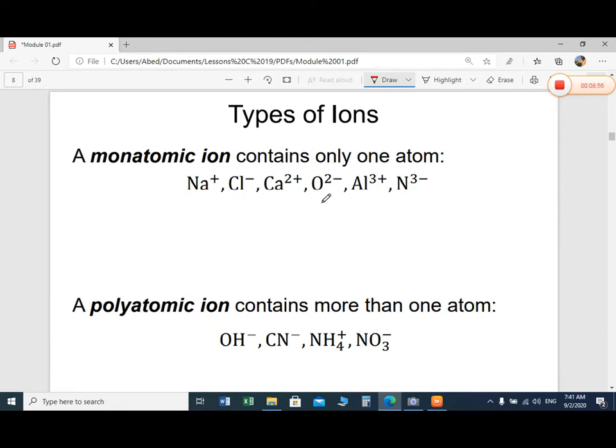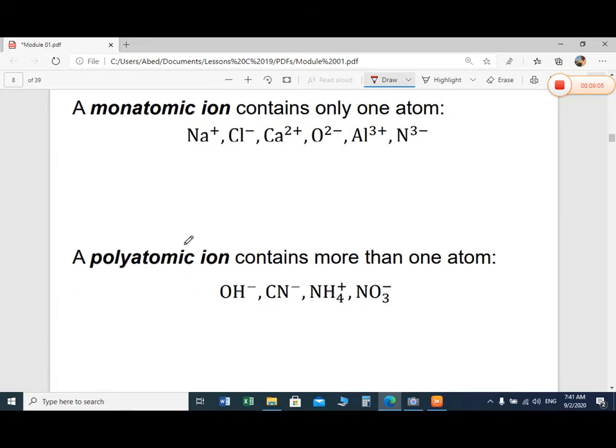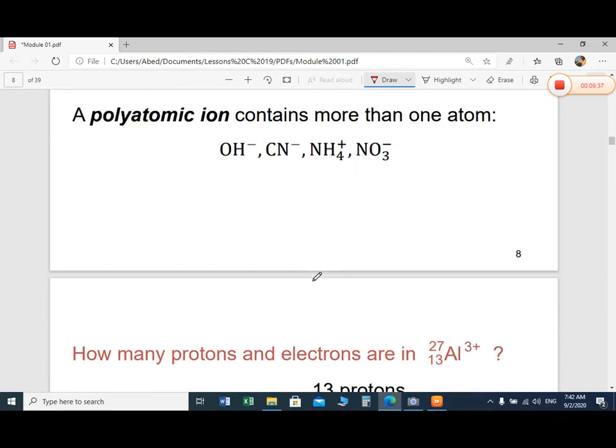So there will be many more examples. At the end of this module, you have to learn some of the names of these cations and anions also. So see, polyatomic ions are ions with more than 1 atom. Like in this example, oxygen and hydrogen make hydroxide with 1 negative charge. Carbon and nitrogen make cyanide with 1 negative charge. 1 nitrogen and 4 hydrogen make the ammonium ion with positive charge, meaning it is a cation. And 1 nitrogen and 3 oxygen atoms make the nitrate ion with 1 negative charge. So these are the examples, and you can see further examples at the end of this module.